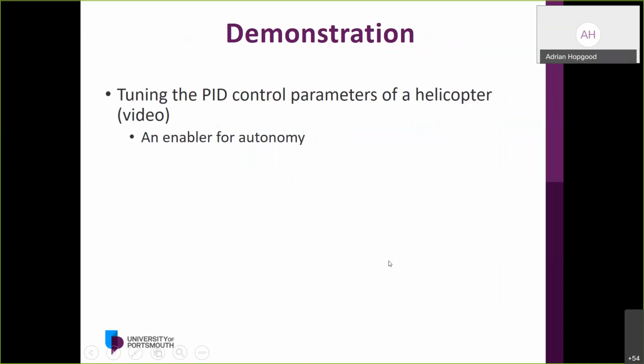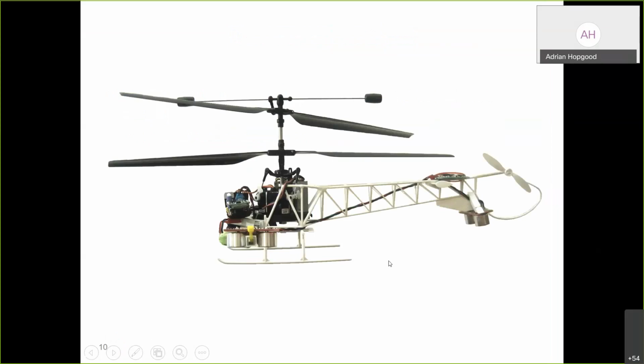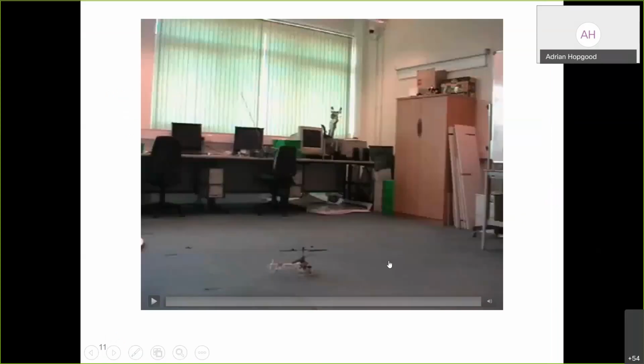Let's look at another practical example. I led a project a few years ago, which involved model helicopters like this one on the screen here. The idea was to give each of these helicopters some autonomy, and we could have some interesting behaviors by having a handful of them flying together. Here's what they look like in the lab, just to give you a sense of scale.